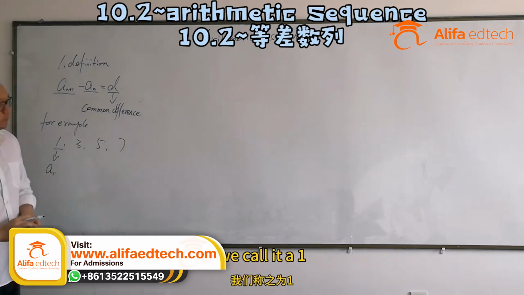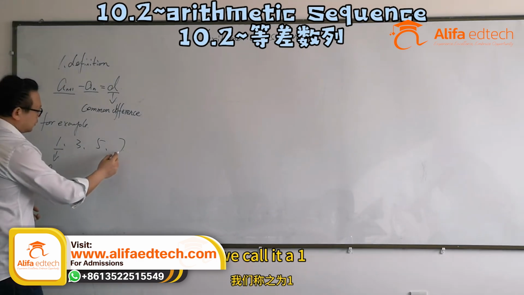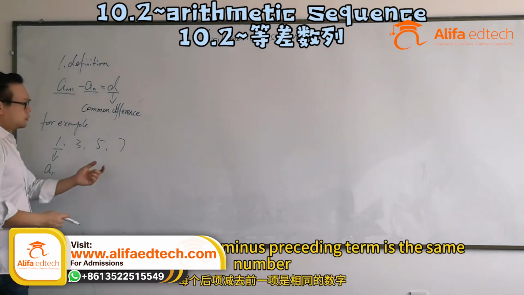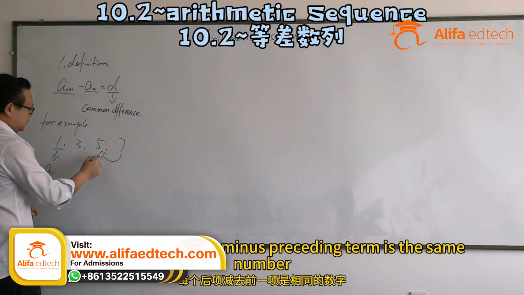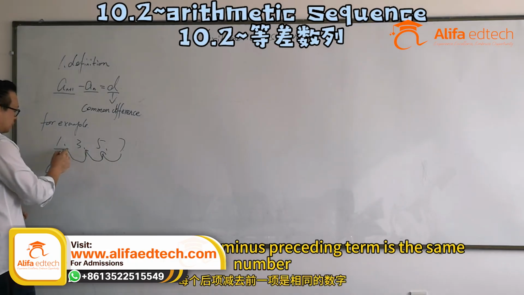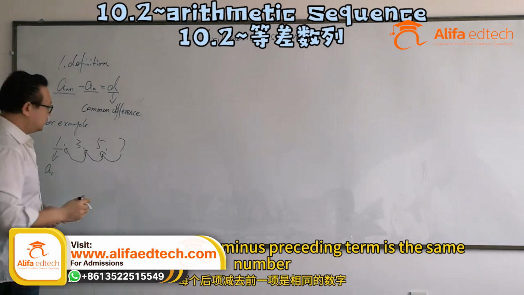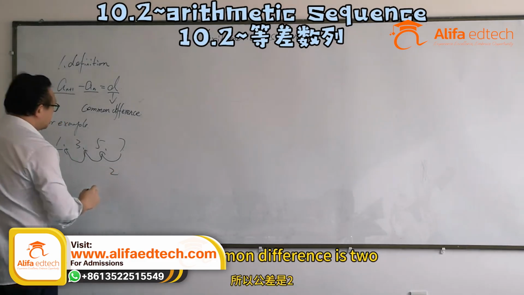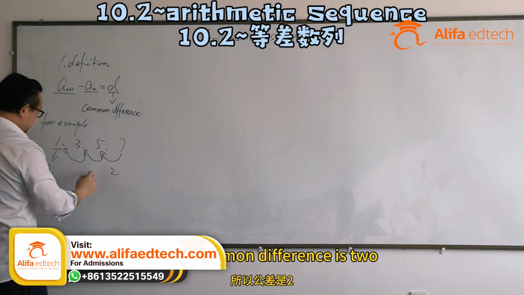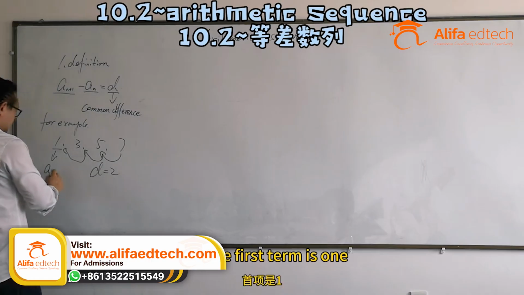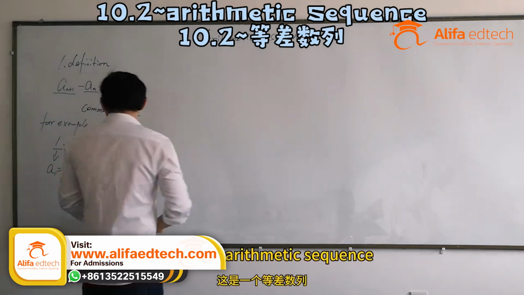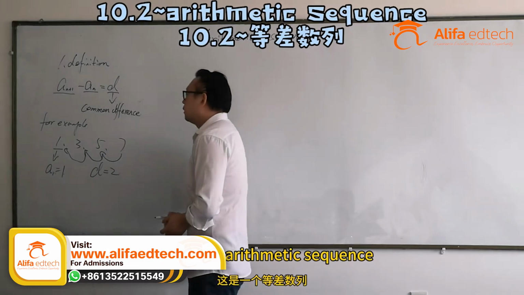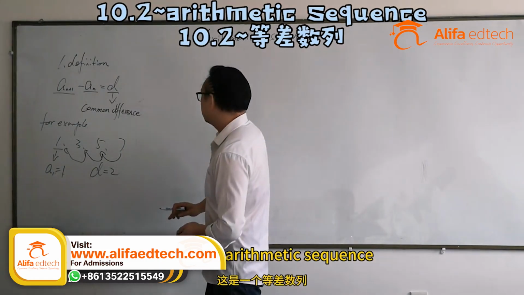a1, and each subsequent term minus the preceding term is the same number. This number is 2. So the common difference is 2 and a1 is 1. So this is an arithmetic sequence.